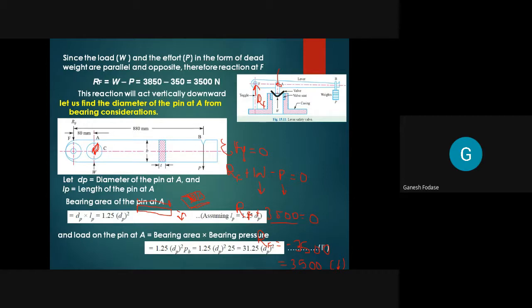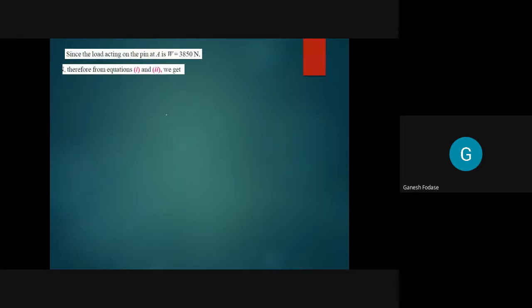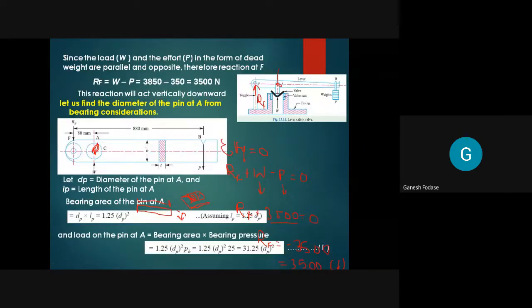In this case, bearing area is known to you, bearing pressure is known to you. W is known to you, so we can find pin diameter. And once you get pin diameter, then you can find LP also. So by using this, we get DP and LP. So DP square is equal to 3850 upon 31.25. Just equation 1 here from this one. It is equal to 3850 here. That is W. Once we put that, we get value of DP. And once we know DP, then we know relation between DP and LP. From this relation, we can find out LP also. Tell me values, DP and LP.